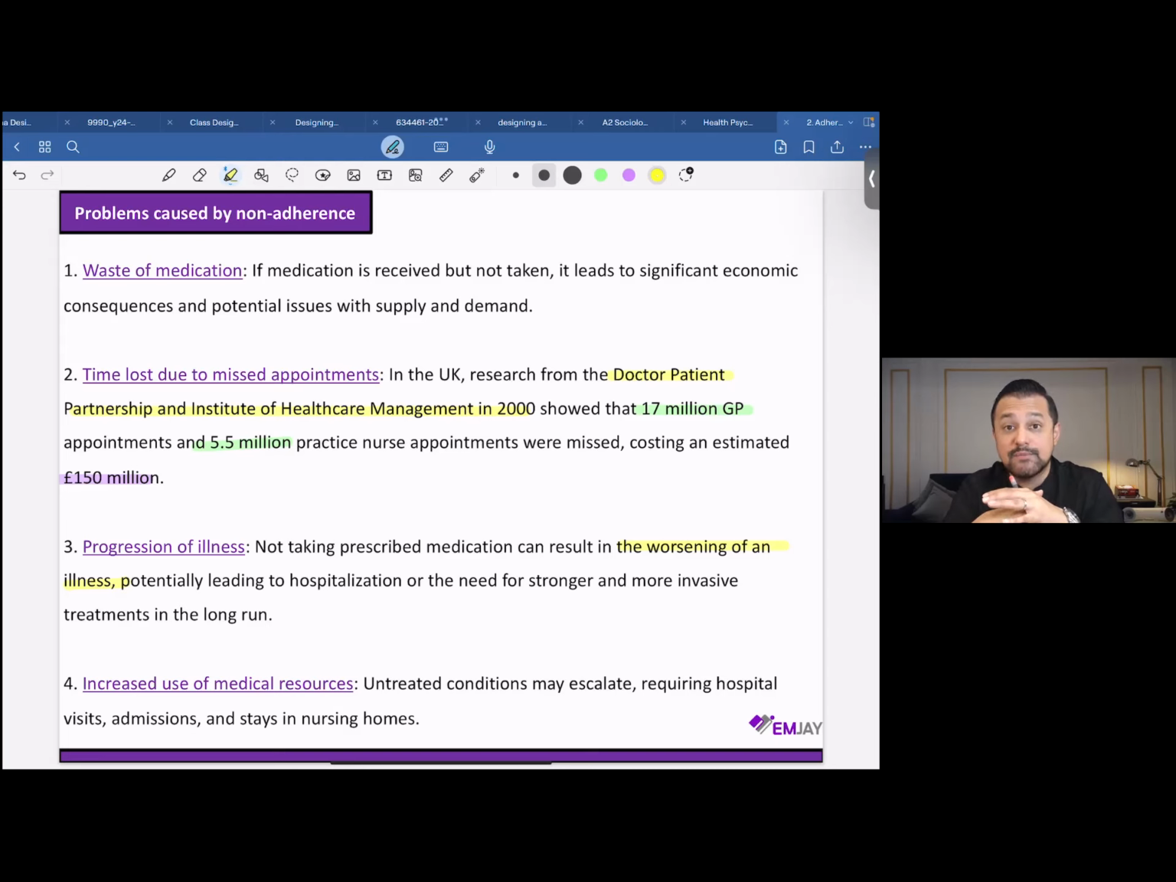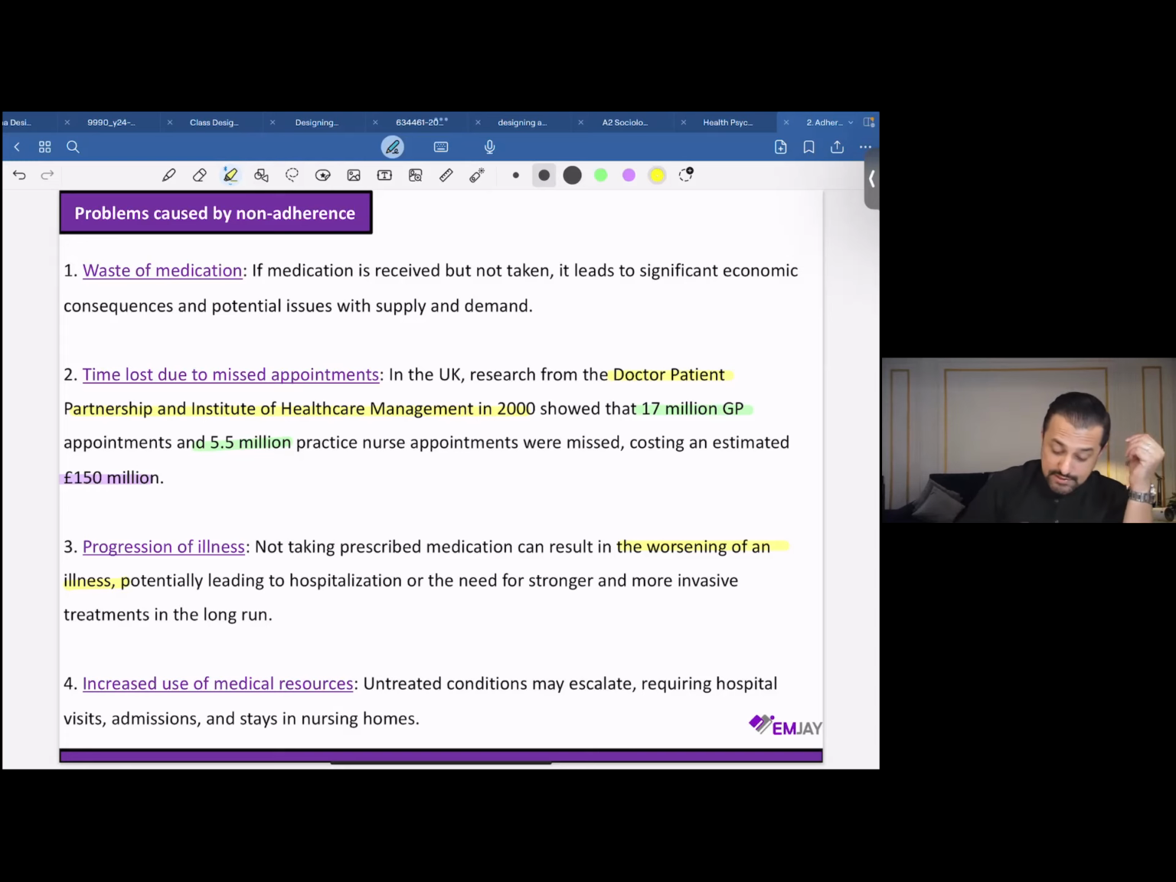This affects the budget or the finances. This affects the medical system financially as well, because all of this has a cost, right? All of this has a cost, and there's a cost that the government bears for this.